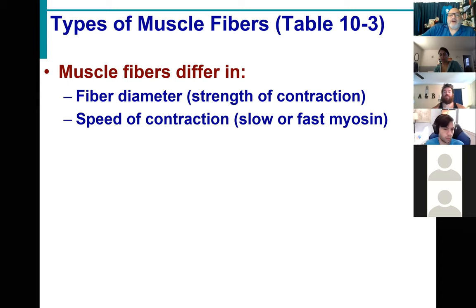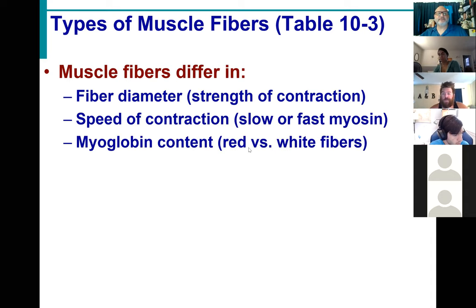Remember, we talked about how the average myosin head performs a power stroke 5 times in a second. But we also said that was an average, which means there are some that are faster and some that are slower. And in particular, there are primarily two types of myosin heads, fast myosin heads and slow myosin heads. So fast myosin heads produce a fast contraction and slow myosin heads produce a slow contraction.